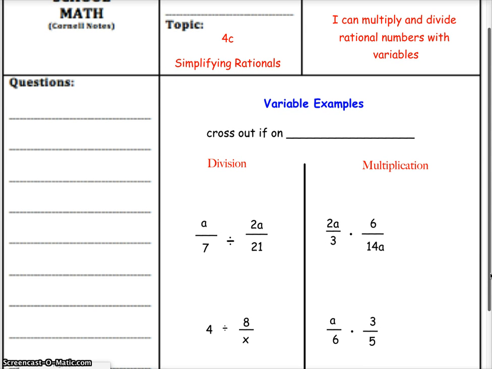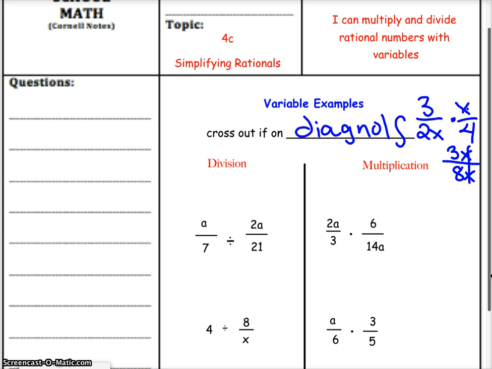Okay, so let me see. Variable examples. I think I meant here, cross out if they're on the diagonals. Now let me show you why that's the case. If I have 3 over 2x times x over 4, watch what happens. 3 times x is what? 2x times 4 is what? See, they're going to cancel out no matter what. And that's based on our last unit, that if they're on the top and the bottom, they can cross out. So if they're on the diagonal, I could have crossed them out too. That's why you can do that.